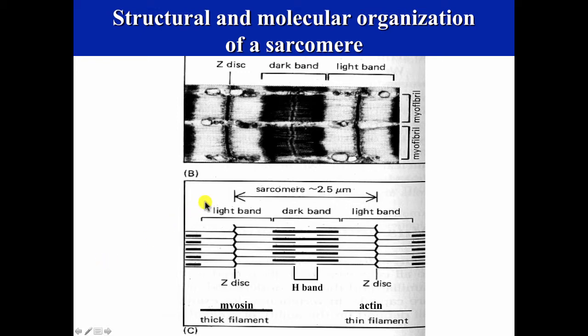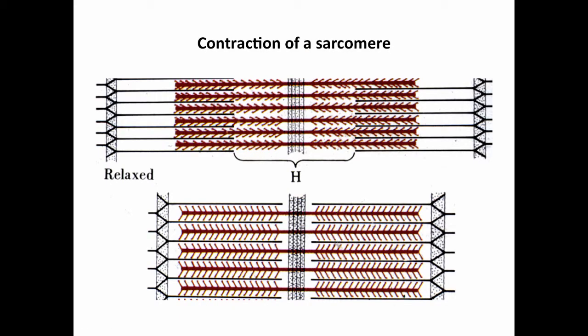Now, one other point of note is that the area of the A band, of the dark band, which does not contain actin filaments, into which the actin filaments do not extend, is called the H band. And this is important because the H band is the band that decreases in size along with the I band during contraction of muscle.